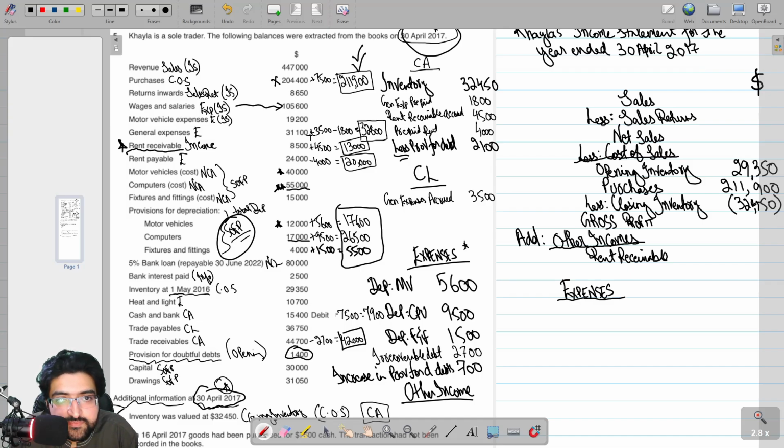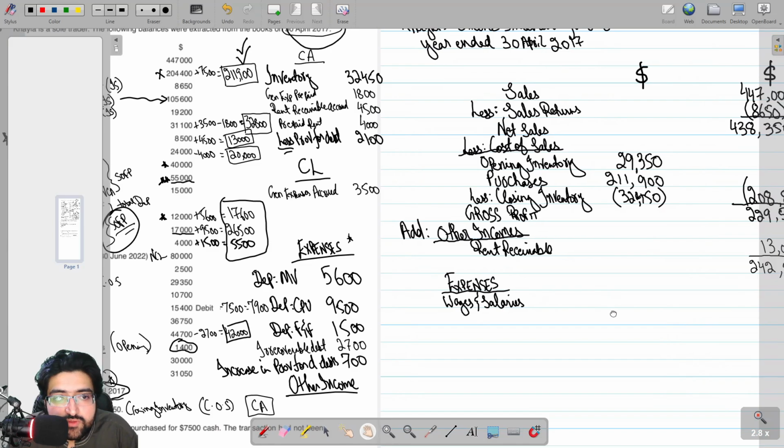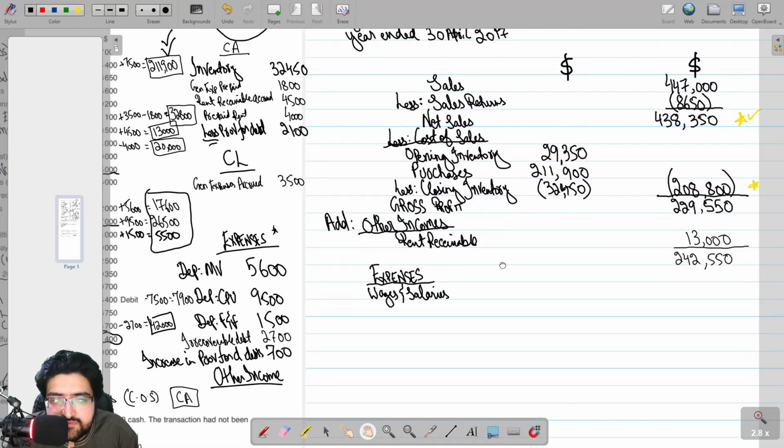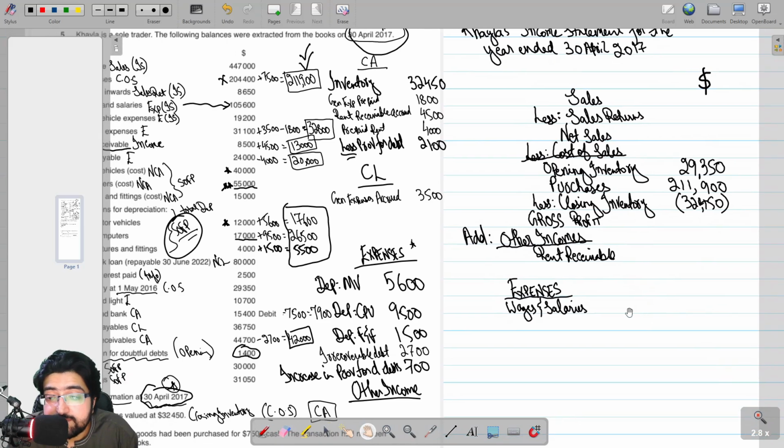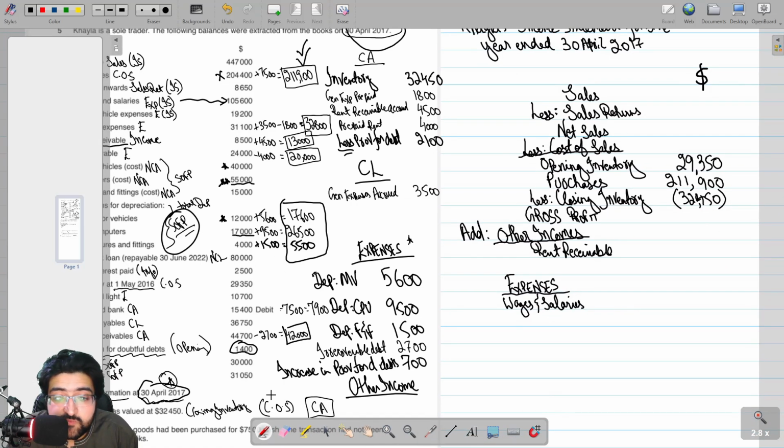ठीक है? Here. Wages and salaries. Let's move this here and write down the amount 105. I will use the working column obviously because there are a lot of expenses. There's not just one expense. If it was just one expense, I will directly write it in the totals column. But we have a lot of expenses, so 105,600.